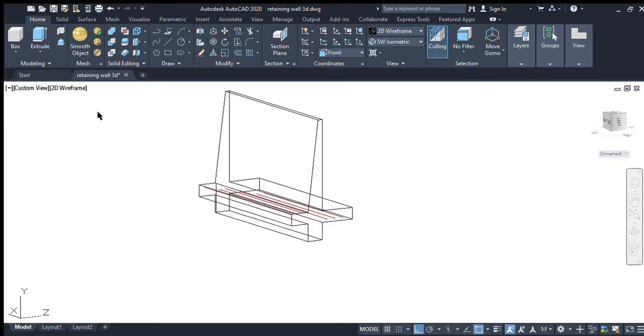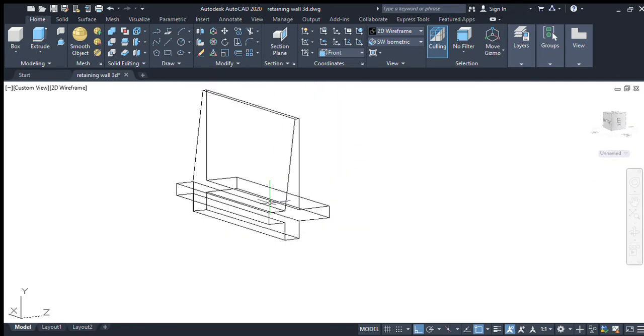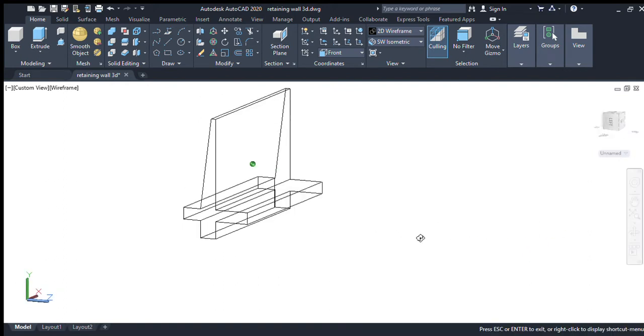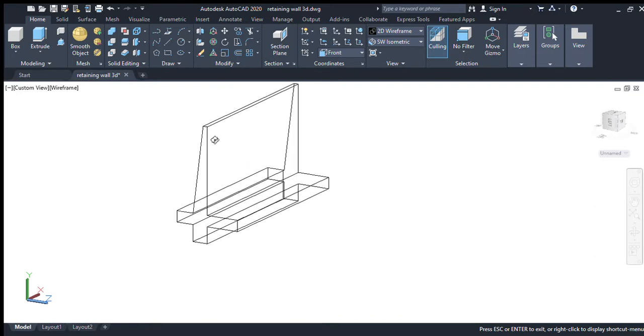You can see the 3D modeling of the retaining wall. This is the retaining wall. The main reinforcement is to be provided at h by 2 distance or fully extended up to the stem height. First, we provide the main reinforcement.